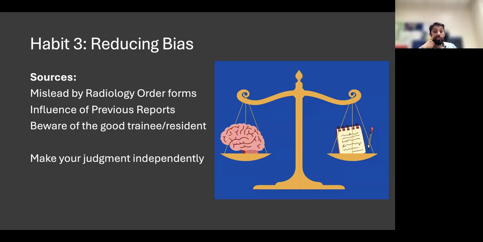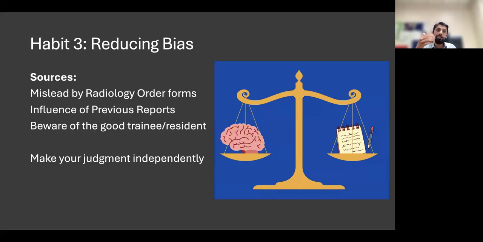One of the other sources of these is a good trainee. If you've got good residents or senior residents, they will give you a really nice report. They're coming close to becoming a consultant, and you just look at their report and then look at the images, and you're trying to fit their report onto the imaging. It should be the other way around, right? You review the images independently of their report, and then you agree or not.